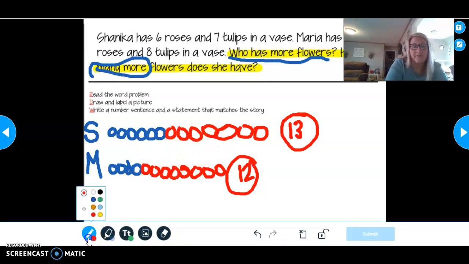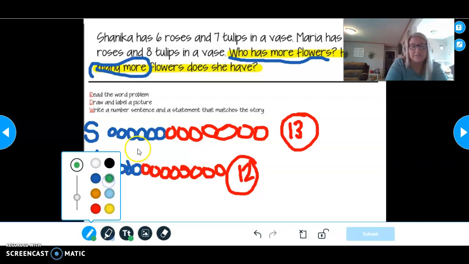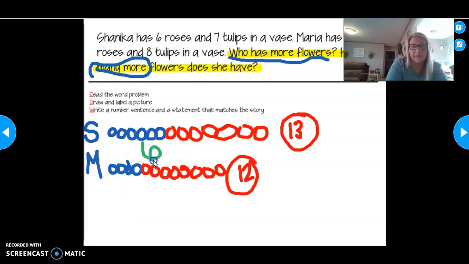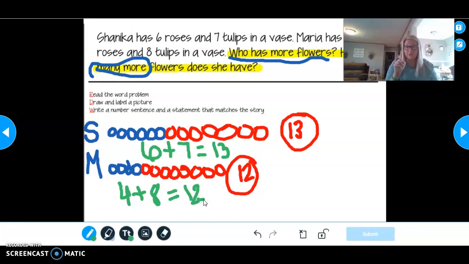And if we were to make this into a number sentence, it would look like this. 6 plus 7 equals 13. And 4 plus 8 equals 12. But that was just our first question.